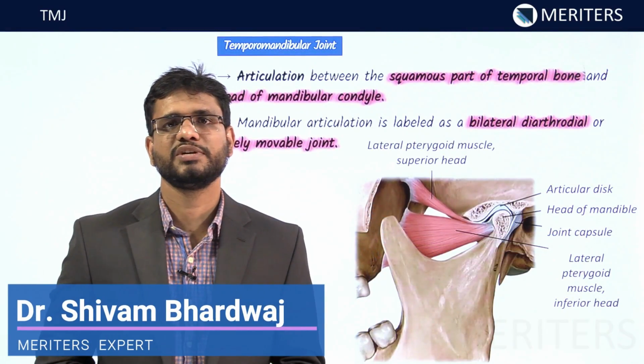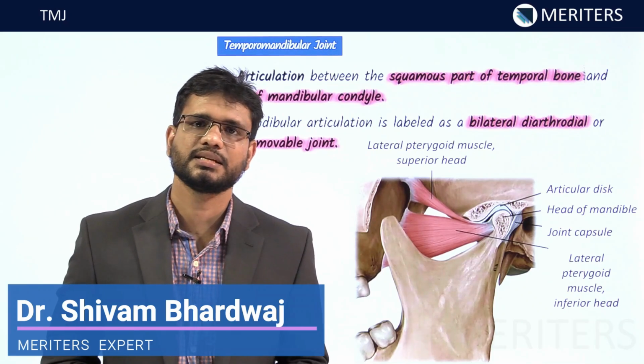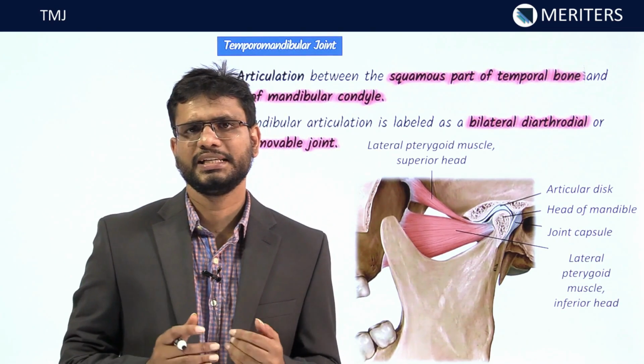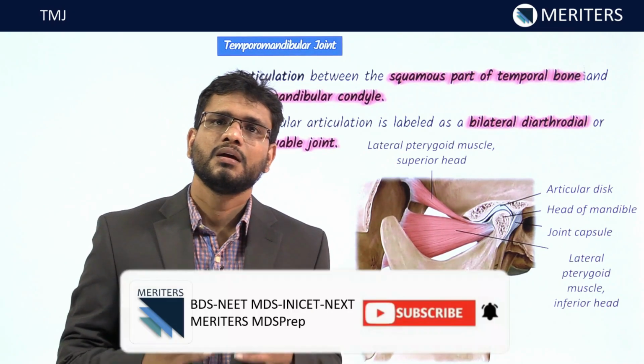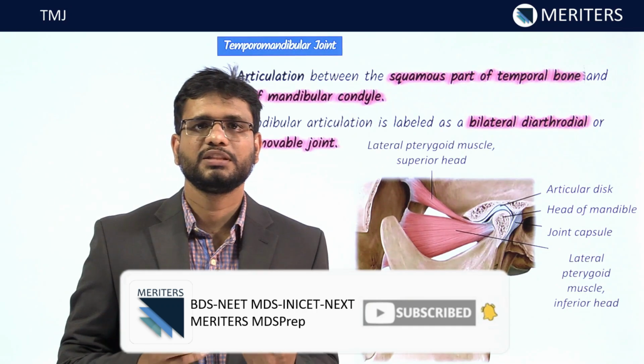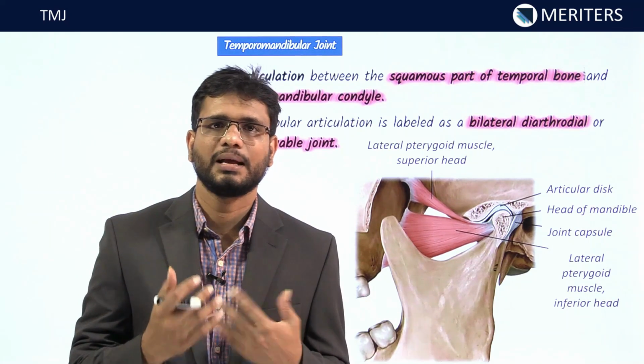Hello everyone, in this video we'll be discussing TMJ disease and its surgical aspects. So first of all, what is TMJ? TMJ is a bilateral diarthrodial joint, and it is a joint between the mandible and the temporal bone.